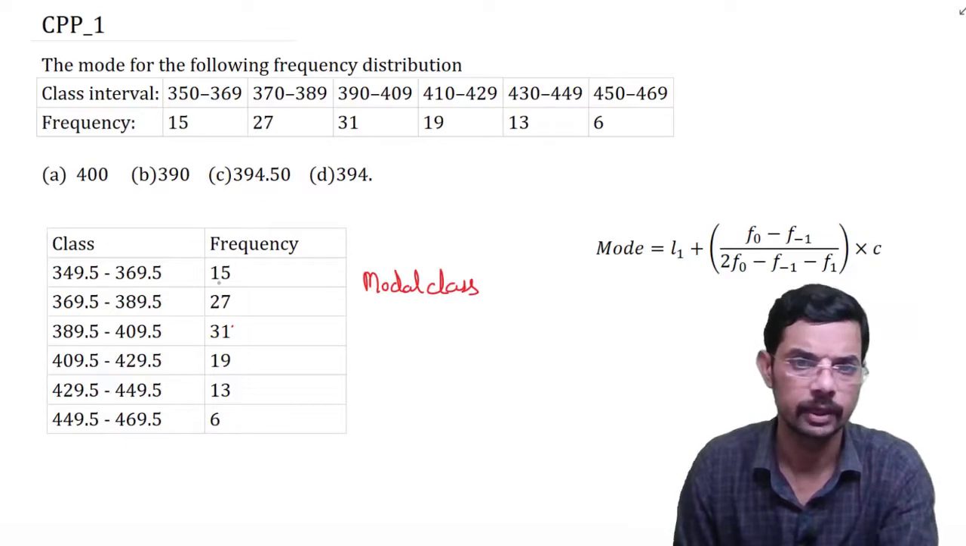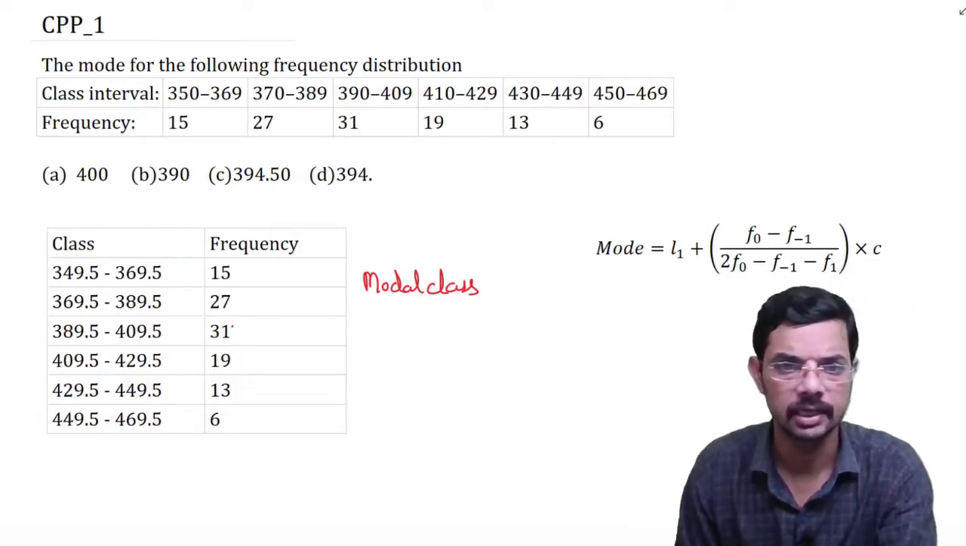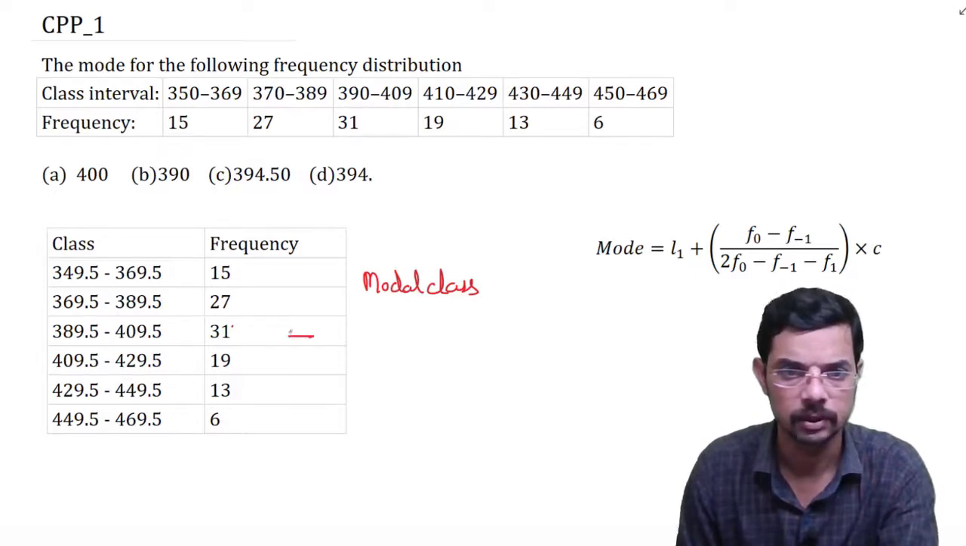So what is the modal class? Modal class is the class containing the highest frequency. It appears that 31 is the highest frequency. So therefore this is the modal class. This is the region that we focus on.